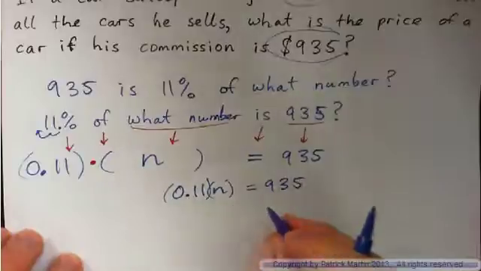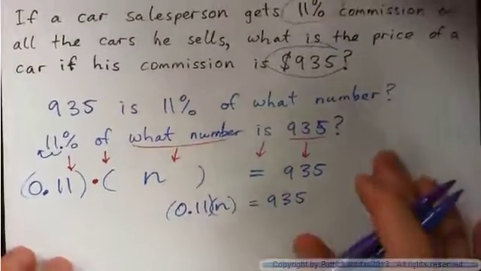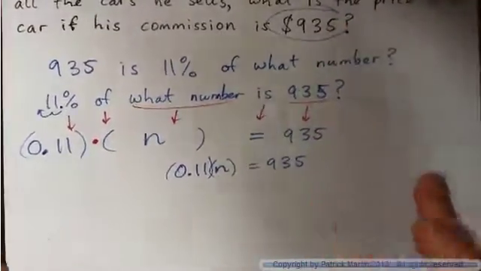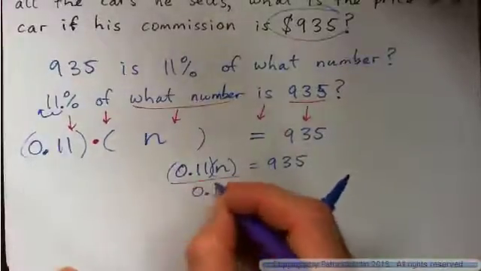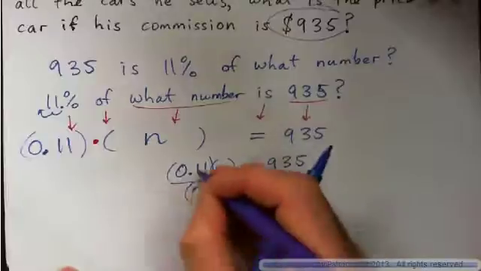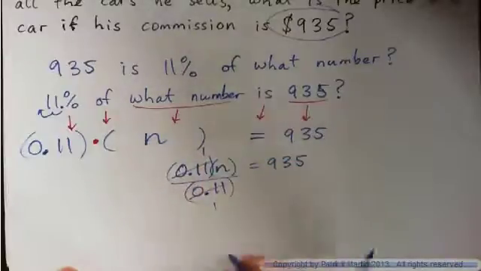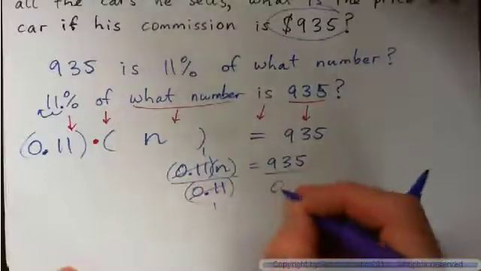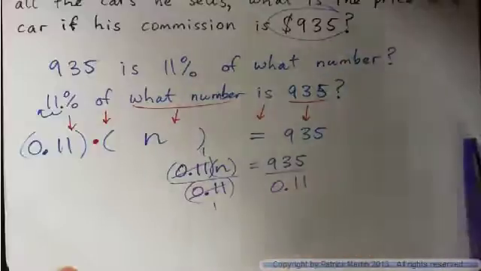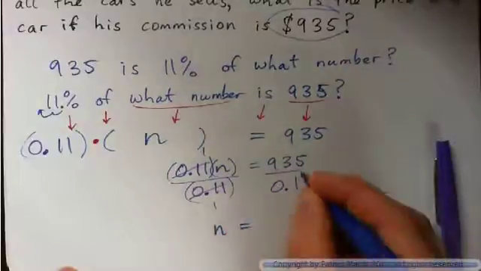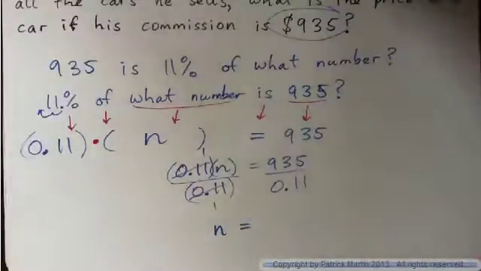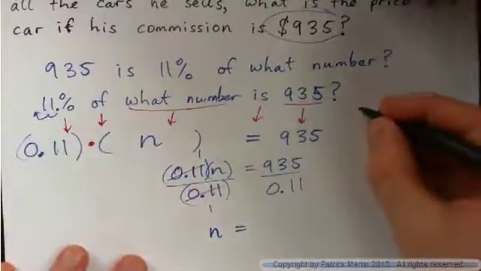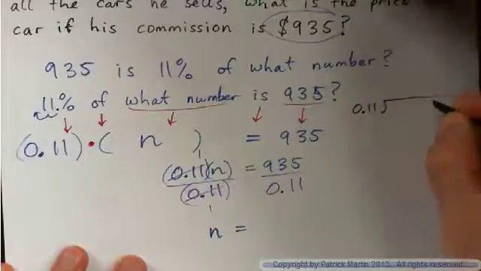But in any case, to get N by itself, what do we need to do? N is being multiplied by 0.11. So to get rid of the 0.11, we need to divide by the same number. And now these will cancel, and they'll leave 1s. You must divide this side by 0.11 also. So I get N equals, and then I just need to do the division. So I have 0.11 into 935.